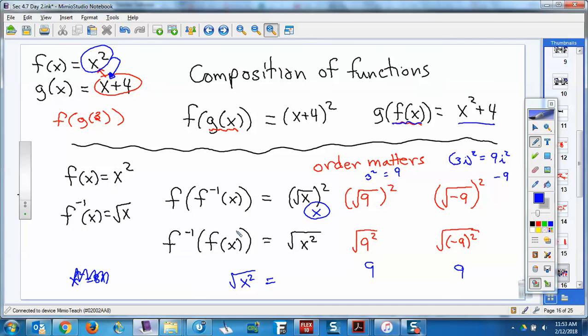If the last thing we do, if f inverse is on the outside, and that's the square root function, if the last thing we do has a restriction, then we may not get back what we started with. And the restriction on square root is you're always going to get a positive. So if x starts out negative and you end up doing square root, you're going to get out a positive, not the negative 9 you started with. Okay, bottom line is our order matters, and the restrictions are going to come into play.